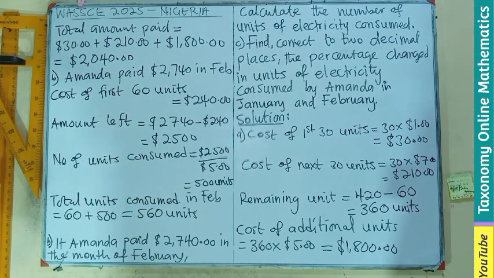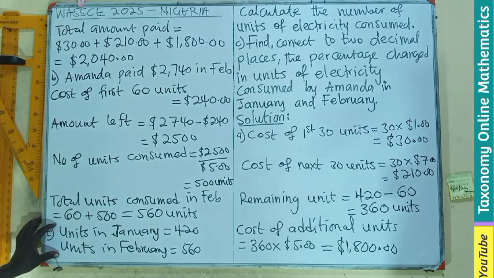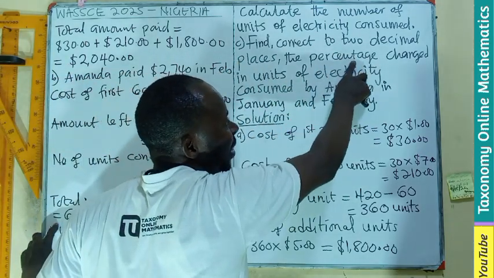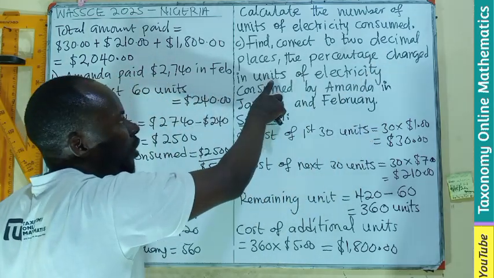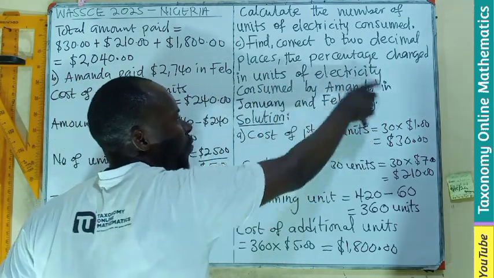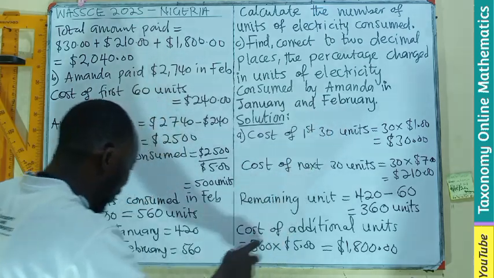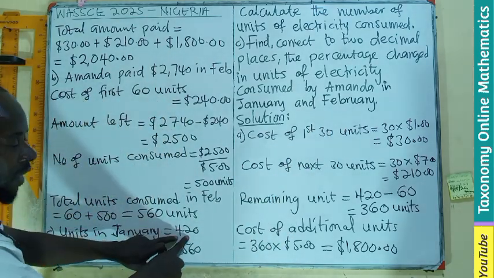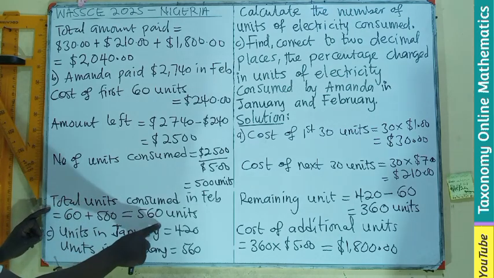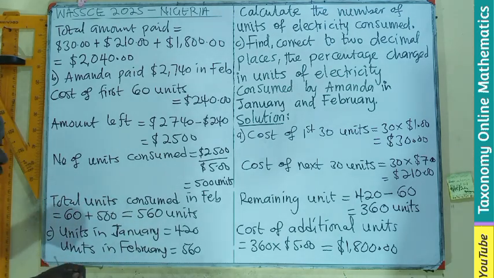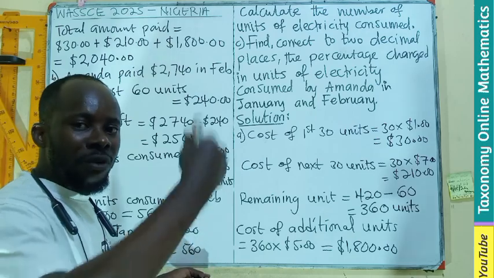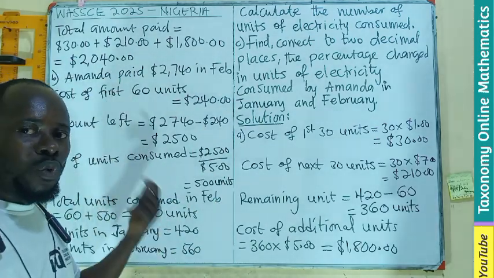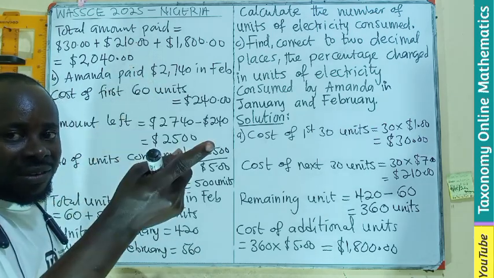All right, let's see what happened from there. We are beginning with part C. C is asking for the percentage change in units of electricity consumed from January to February. The units in January were given to us as 420. The units in February, as we calculated, is 560. What is the change in terms of percentage? That's what we are looking for. So we just find the difference divided by where it was before it increased.